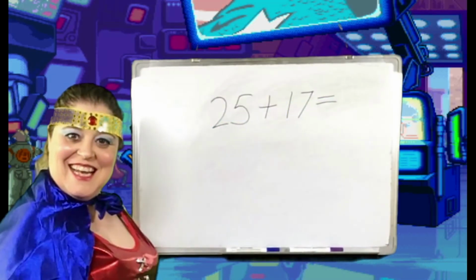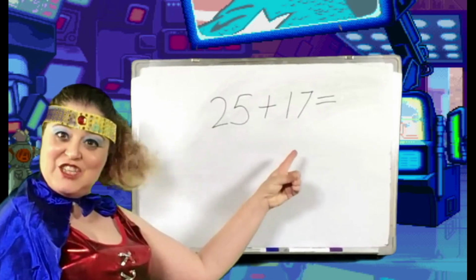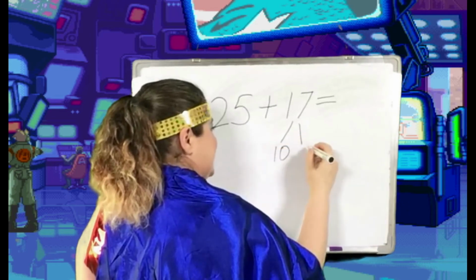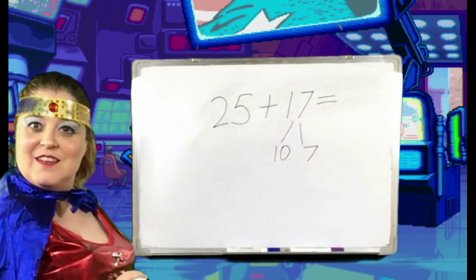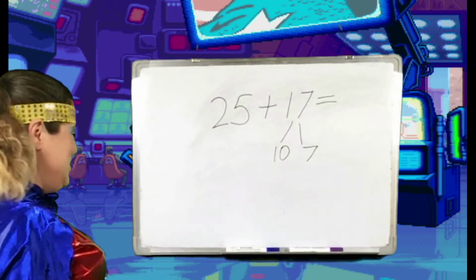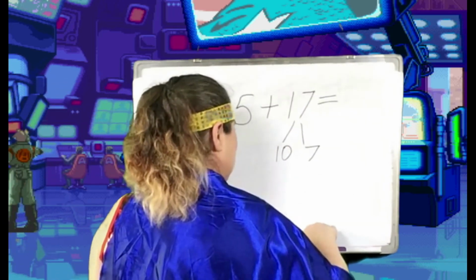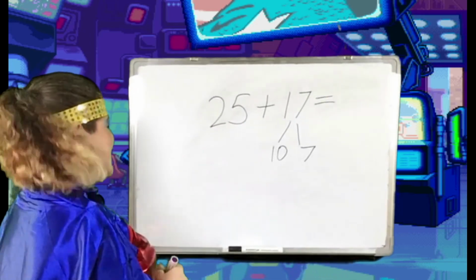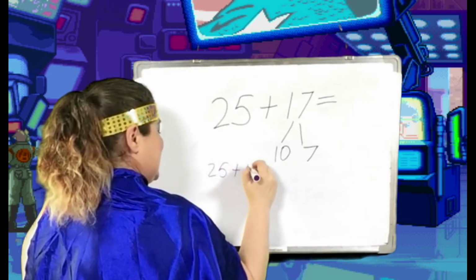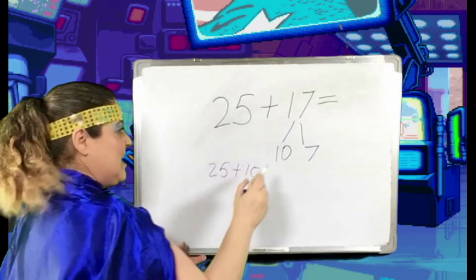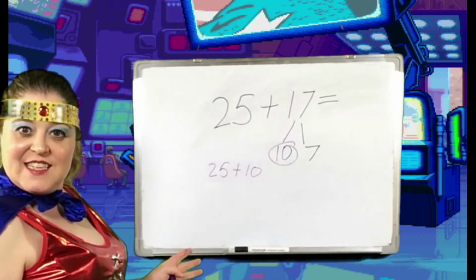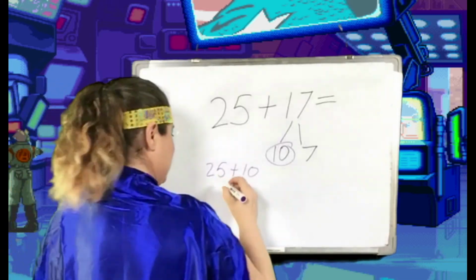So, let's see how you did. You should have partitioned the smaller number first. So 17 breaks into 10 and 7. Did you manage that bit? Of course you did. Then we plus the tens. So we do 25 plus 10. We are adding just the tens to the larger number. So 25 plus 10 is 35. Very good.